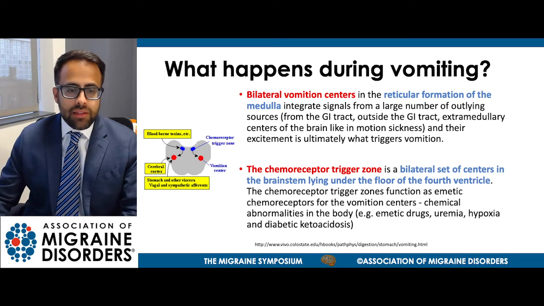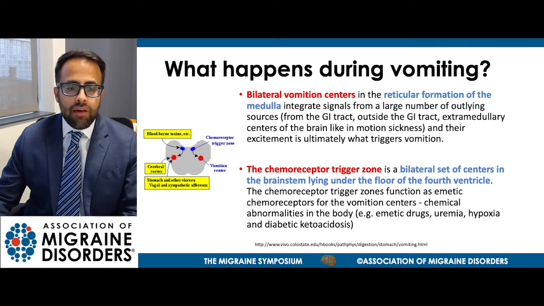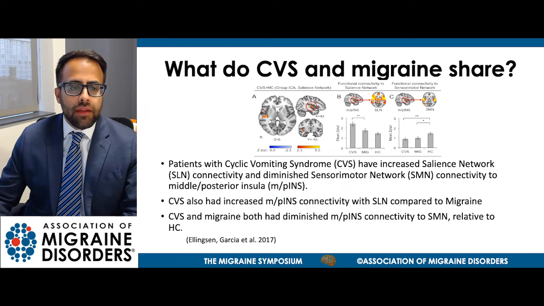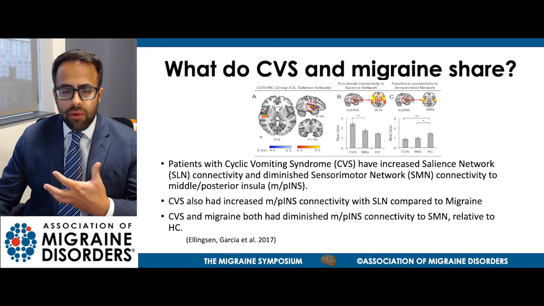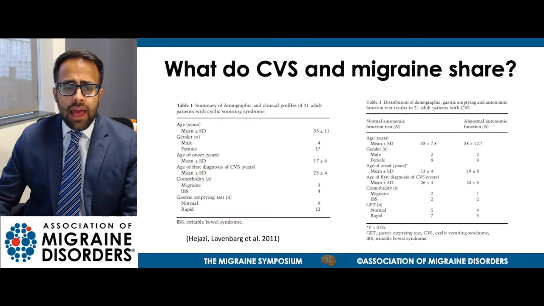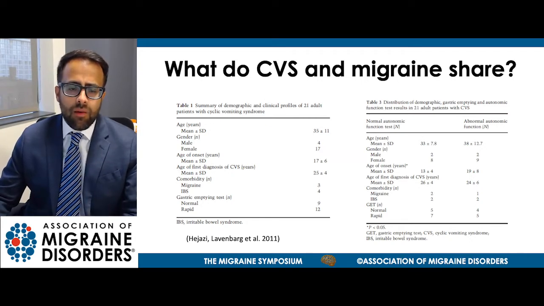What I can say, though, is that cyclic vomiting syndrome does share some components of migraine. Cyclic vomiting syndrome patients have increased salience network connectivity. They have increased connectivity to other parts of the brain that are also associated with migraine. In terms of CVS and migraine, this study basically shows that patients with CVS, like patients with migraine, can have different autonomic dysfunction. And in terms of a detailed breakdown in pathophysiology, what you're going to notice here is that the same factors that are involved in migraine formation or migraine presence are also present in cyclic vomiting syndrome or functional nausea vomiting disorders.